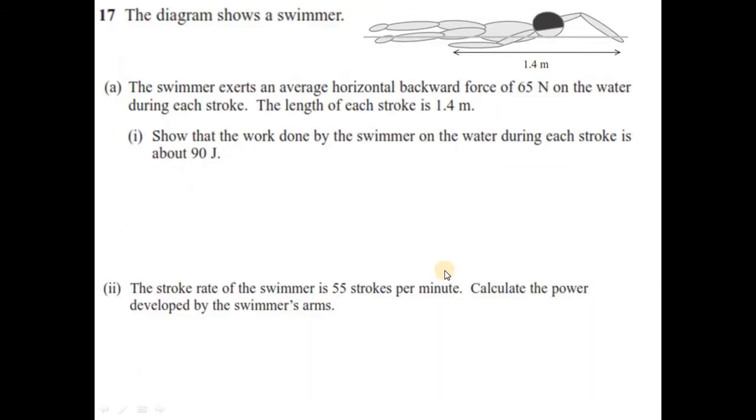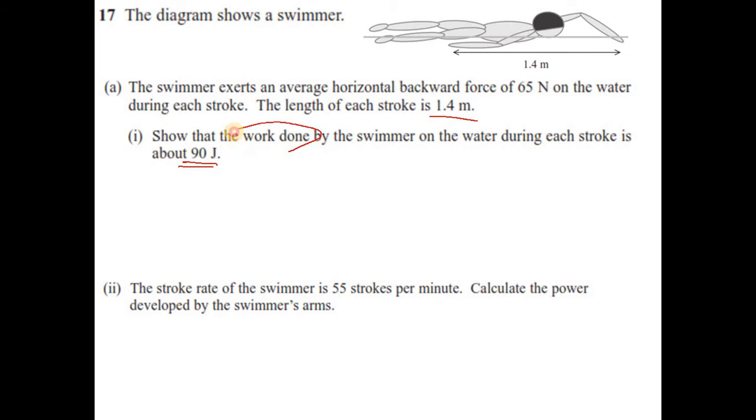Question number 17. The diagram shows a swimmer. The swimmer exerts an average horizontal backward force of 65 Newton on the water during each stroke. The length of each stroke is 1.4 meter. Show that the work done by the swimmer on the water during each stroke is about 90 joules.